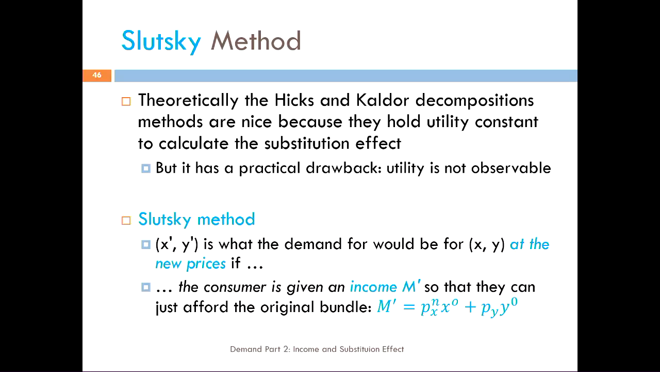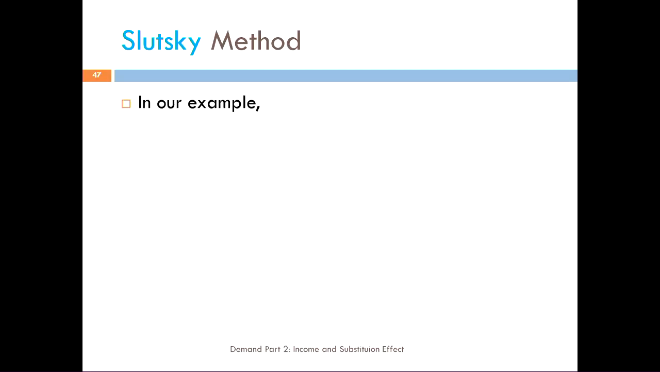Because here, you're keeping the original bundle affordable, but that doesn't really mean much in real terms. Okay, so let's see the Slutsky method in operation. This is nice and easy. It's the one you like to do because it's much easier than the Hicks method, where you have to go through the rigmarole of setting utilities equal to each other.